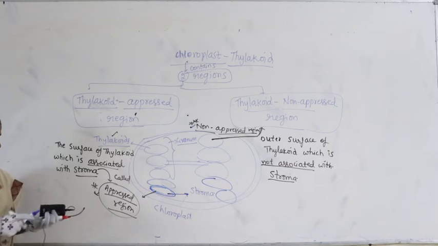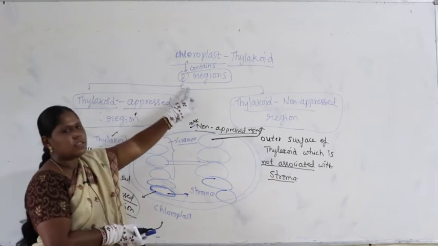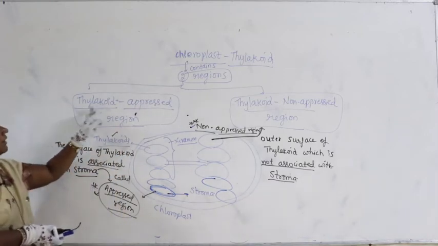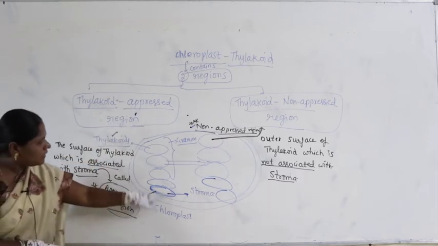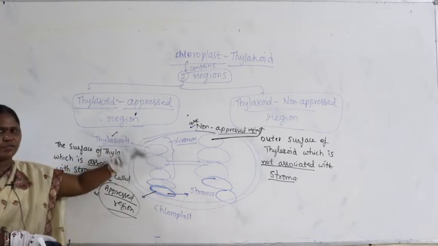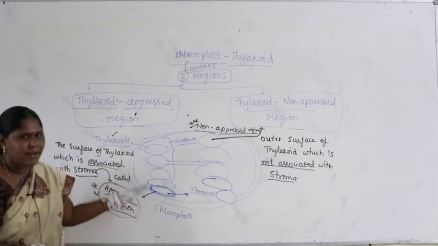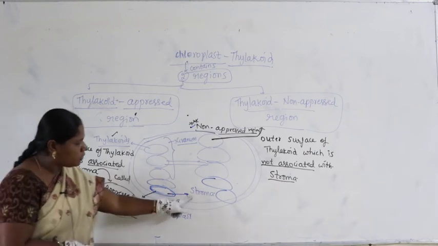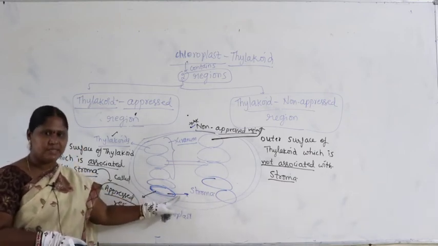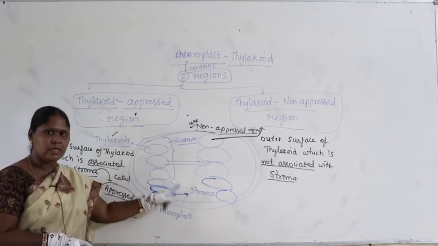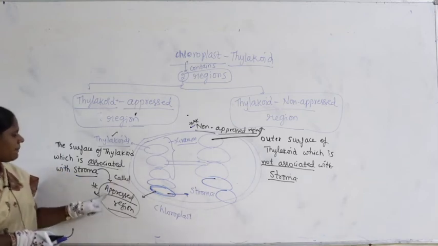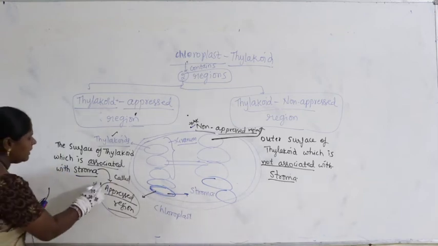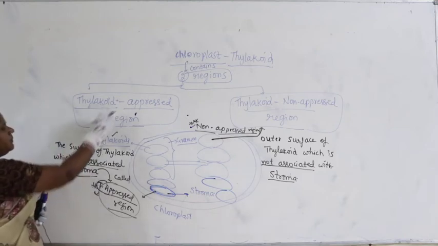So altogether, the thylakoid has two regions. What are they? The thylakoid oppressed region, meaning it is not exposed, where all the thylakoids are arranged in a file-of-coins arrangement. The lower thylakoid has a lower surface connected to the stroma. This is a place where PS1 is present. This is associated with the stroma. What do you call that region? Oppressed region. You can write it completely as thylakoid oppressed region.